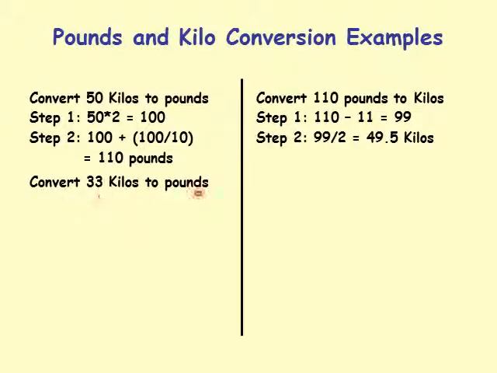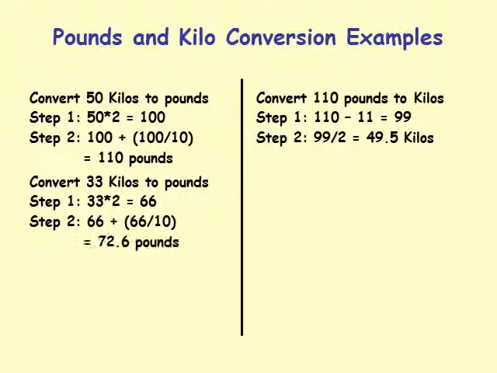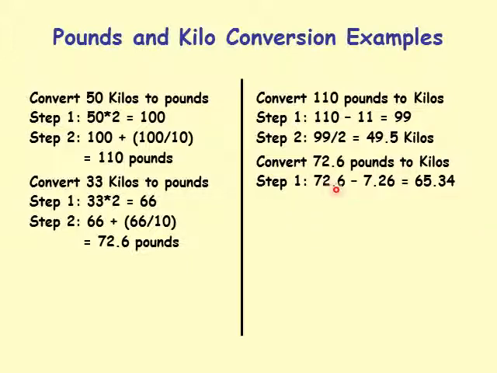Next example, 33 kilos to pounds. First step, multiply by 2. 33 times 2 is 66. Next step, add a tenth of this thing here. So 66 plus 66 divided by 10 is 72.6 pounds. Continue here. Let's revert that. Convert 72.6 pounds to kilos. First is subtract a tenth, which is my first approximation here. 65.34. Okay. So next step is divide by 2. 65.34 divided by 2, which is equal to 32.67 kilos.